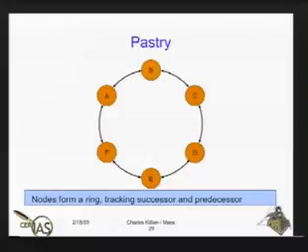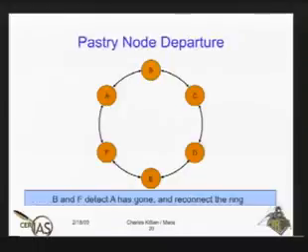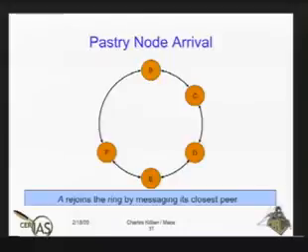Of course, it's not always going to be true because when a node first joins the network, the ring won't exist. Now, Pastry does handle things like node departure. So if node A wishes to depart the network, it goes offline. Nodes B and F are responsible for detecting and recovering from node A's failure by correcting the successor and predecessor relationships. It also handles node arrival.